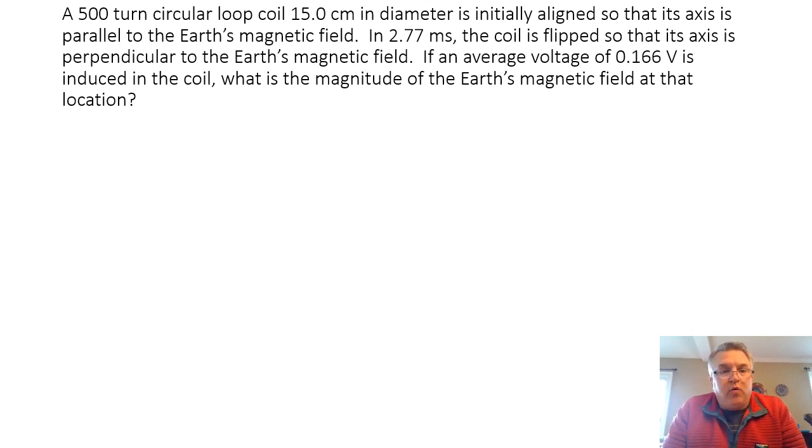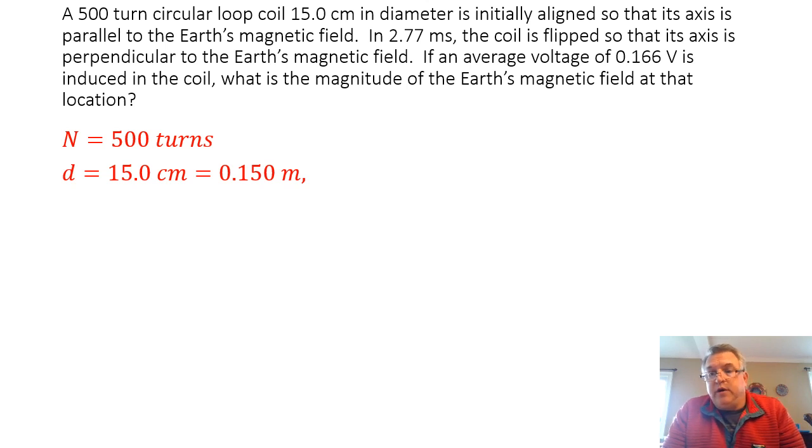so let's take a look and see what we are given here. We are given the number of turns of the coil, which is 500 turns. And we are given the diameter of the coil at 15.0 centimeters. We do have to convert that to meters, so that's going to give me 0.150 meters.